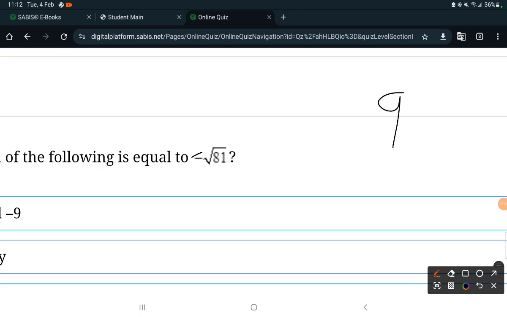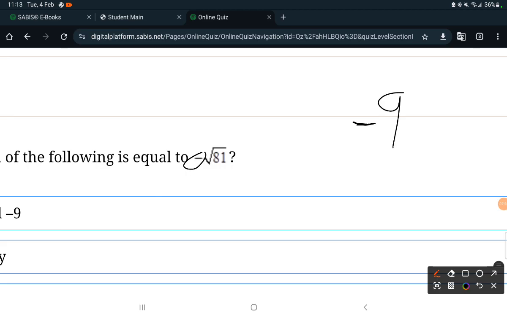And then since there's a negative sign on the outside, we add negative to the answer. So negative 9. So we just focus on what's inside the radical first. Radical 81 is 9. We learned this in grade 6, as I said, multiple times.